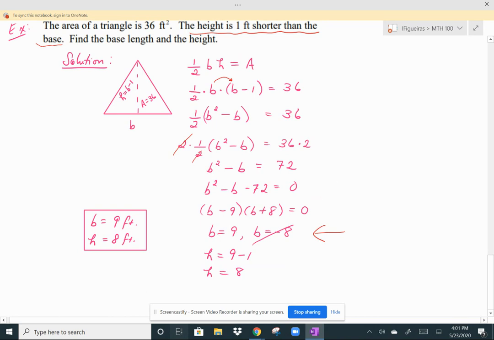So if the base is 9, your height is B minus 1. So your height H is equal to 8. So your answers are that the triangle has a base of 9 feet and a height of 8 feet.